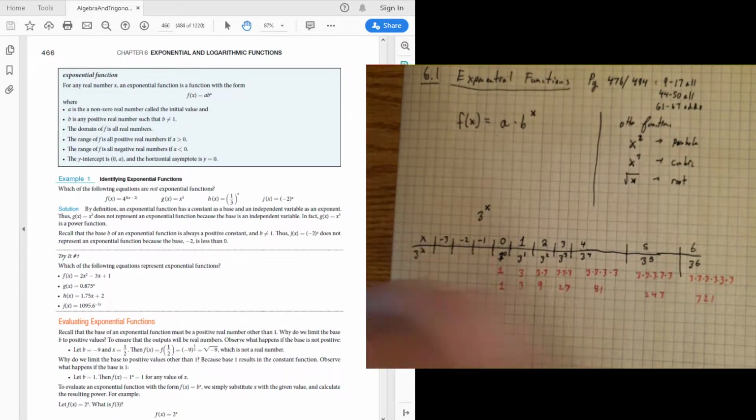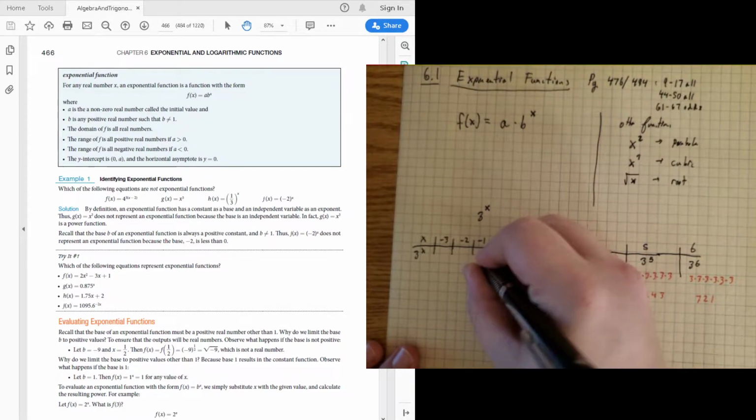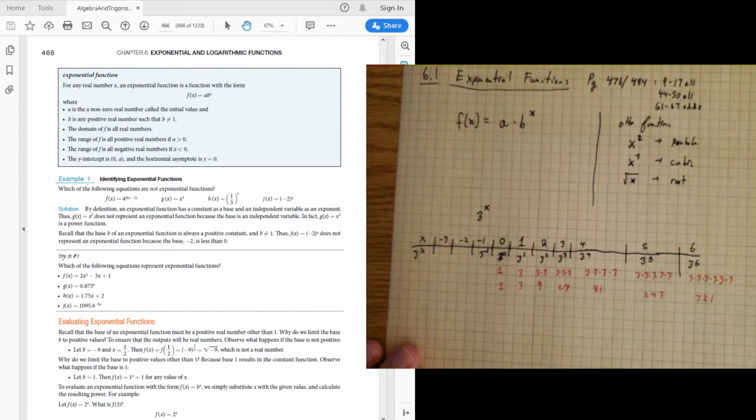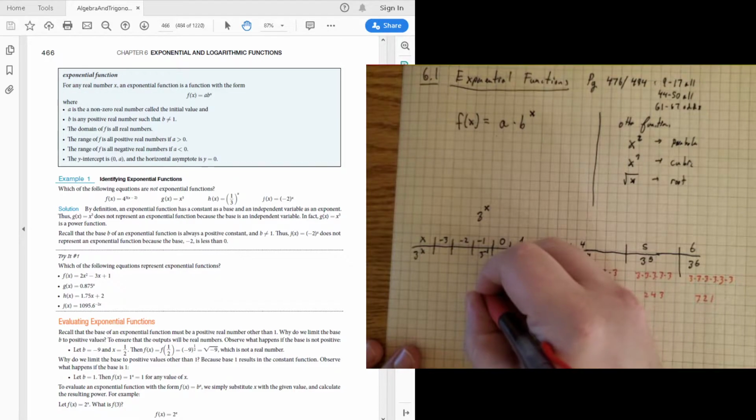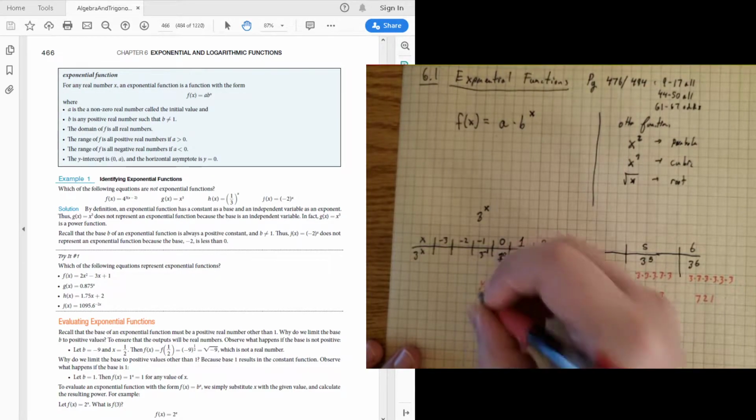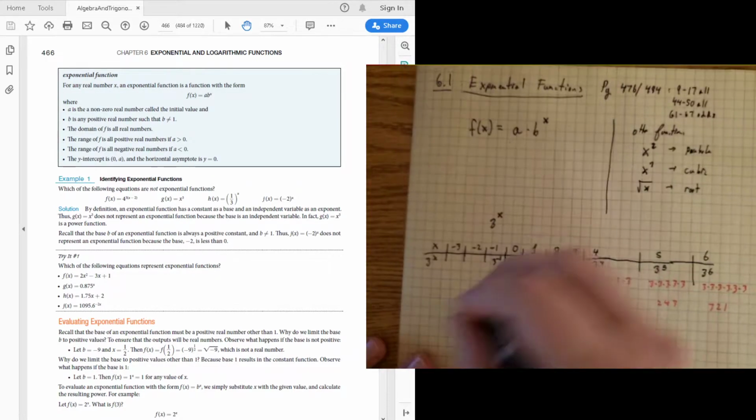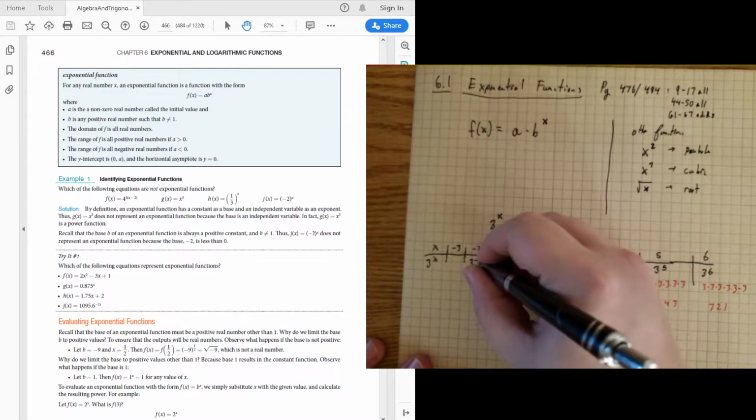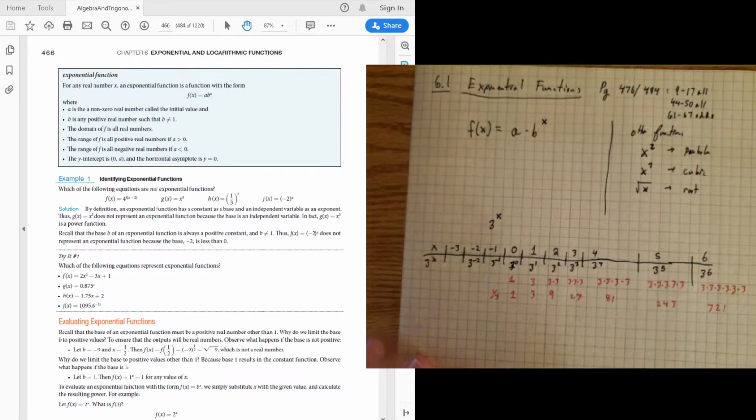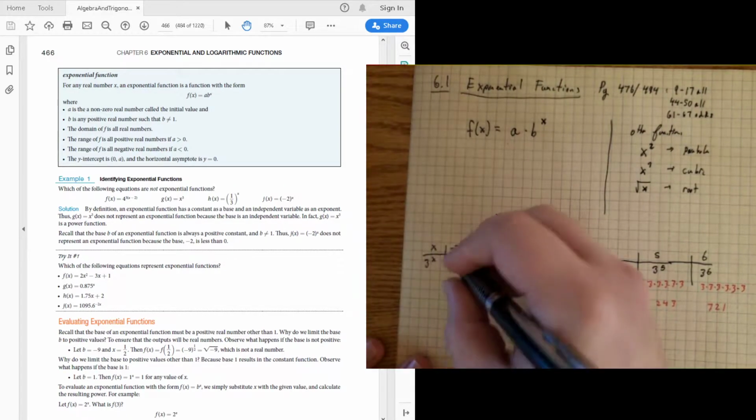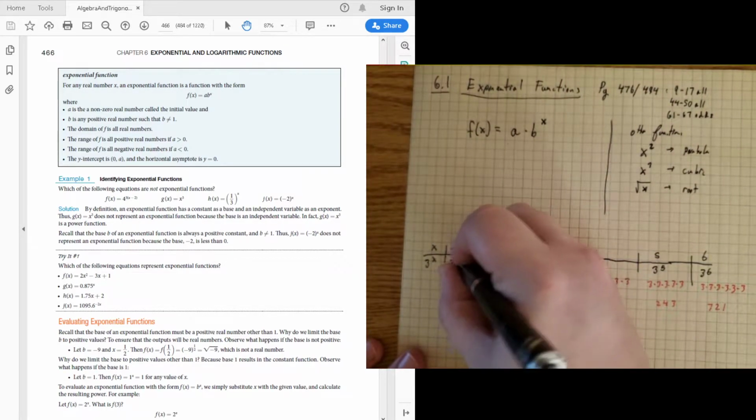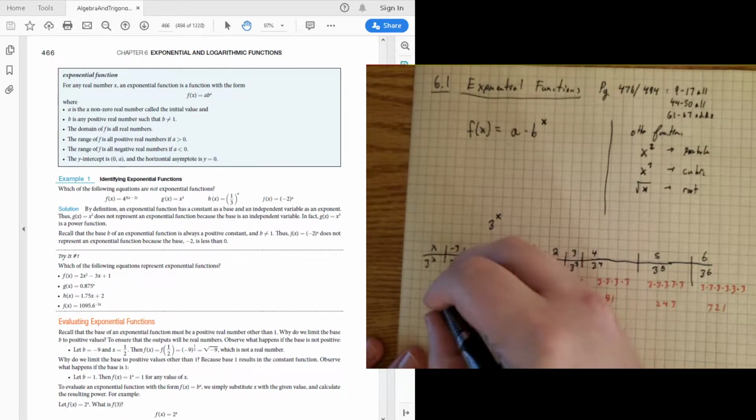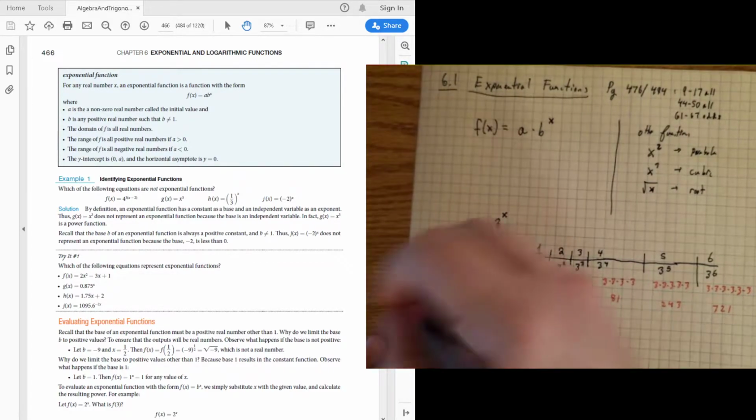If you plug in -1, this is 3 to the negative first power, and I'm going to skip my math here. This is equivalent to 1/3. To the negative second, 3 to the negative second power, is 1/9. And then 3 to the negative third would be 1/27.